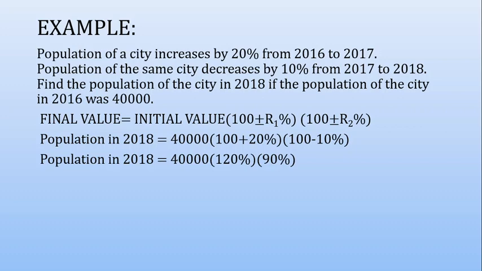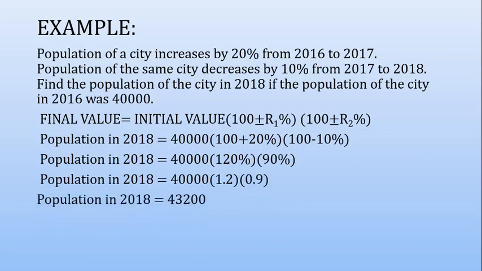120% means 120 divided by 100, which is 1.2. 90% means 90 divided by 100, which is 0.9. So population in 2018 will be the product of 40,000 times 1.2 times 0.9, which will be 43,200. This is a sample of applying successive percentage change in questions.